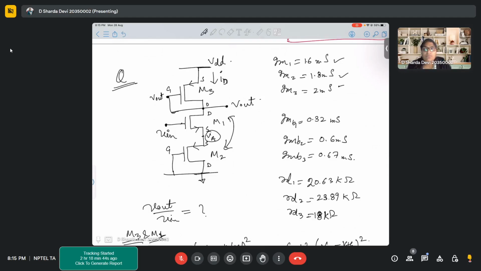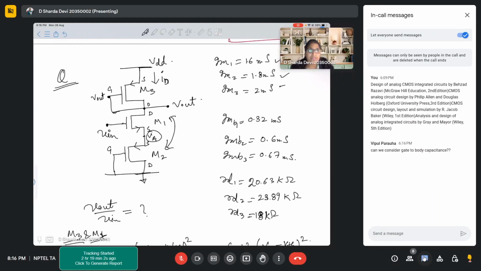Yeah, there are problems in that book. Other than that, I have never explored the other reference books, so maybe you can look into it. Which book would you suggest, out of all of them? The very first book that even we used to refer to was Razavi.